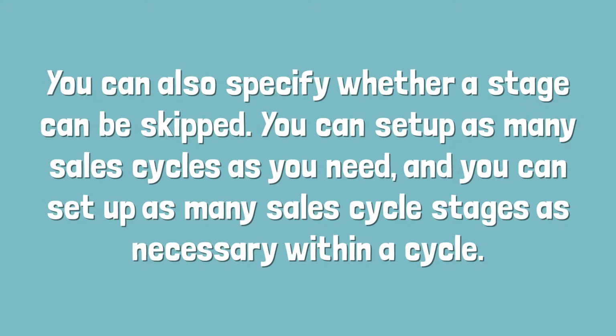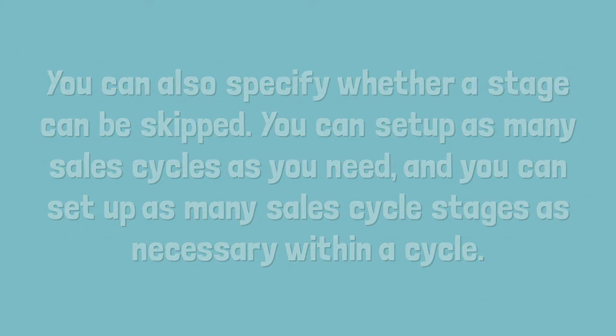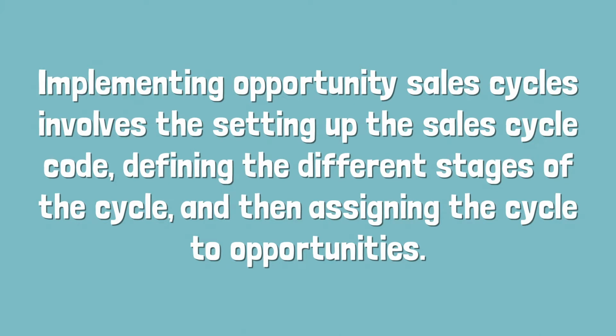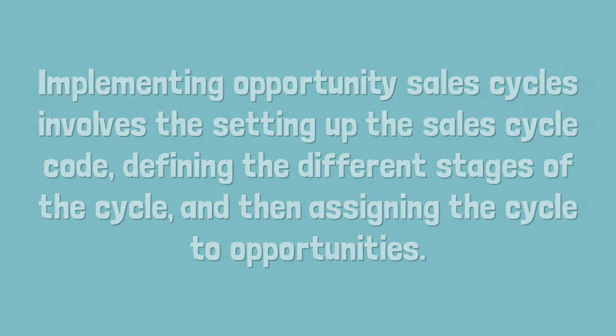You can also specify whether a stage can be skipped. You can set up as many sales cycles as you need, and you can set up as many sales cycle stages as necessary within a cycle. Implementing opportunity sales cycles involves the setting up of the sales cycle code, defining the different stages of the cycle, and then assigning the cycle to opportunities.